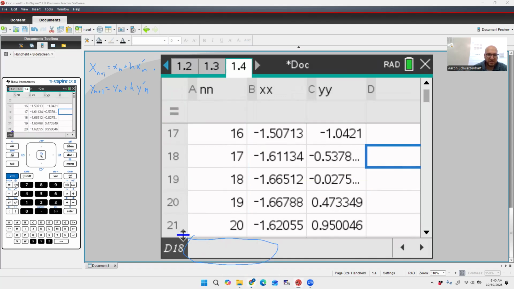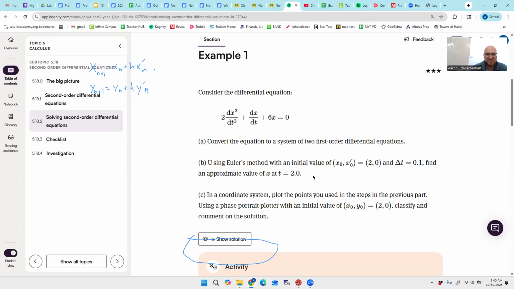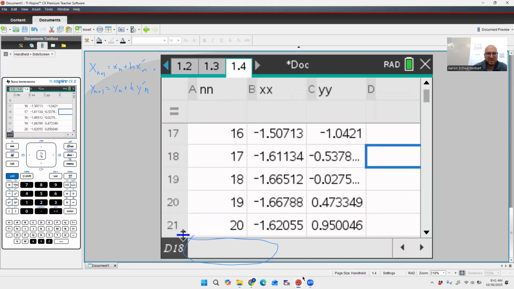And what are we looking for to answer the question? So using Euler's method, find an approximate value of x. So we are looking for an x because y was the thing that we inserted, right? We are looking for an x, so negative 1.62. We okay so far on this? We ready to make our phase portrait?